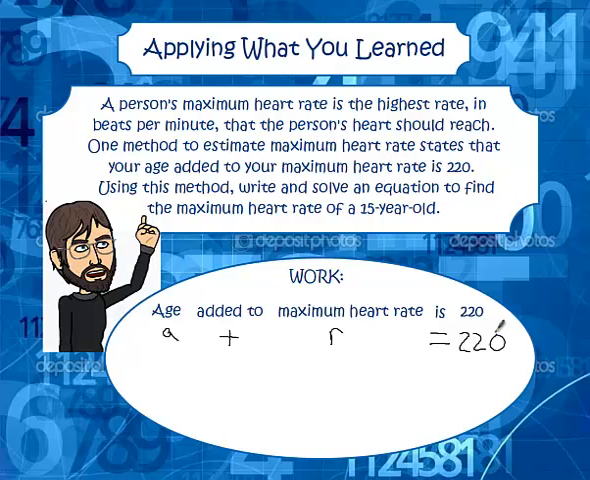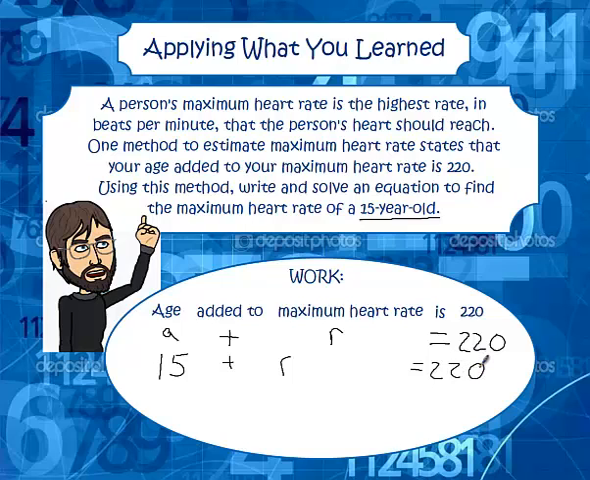So now let's look back at this question, and it says using this method, write and solve an equation to find the maximum heart rate of a 15-year-old. So what do I know? I know that the person is supposed to be 15 years old. So 15 years old is an age. So I'm going to replace the age with 15. So here I have 15 plus R equals 220.